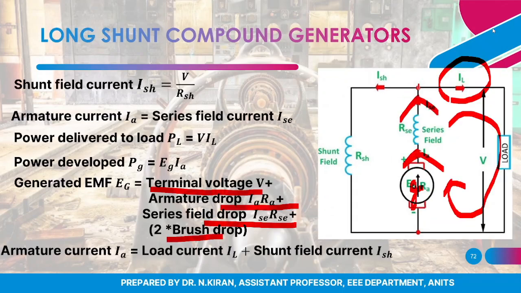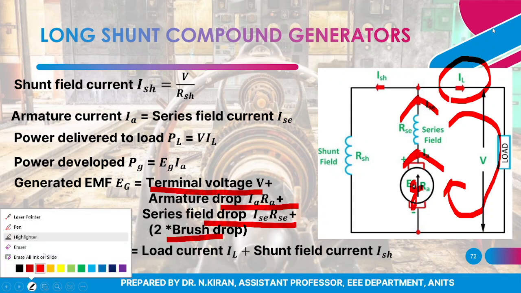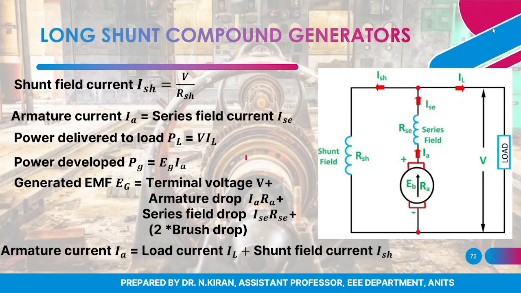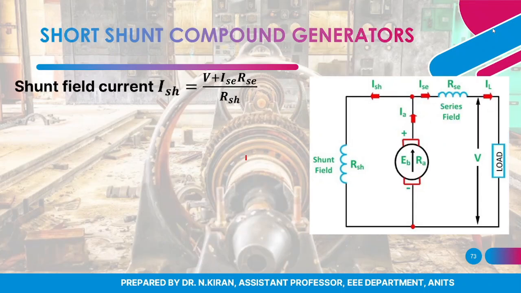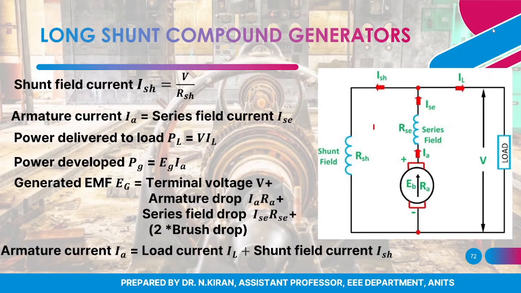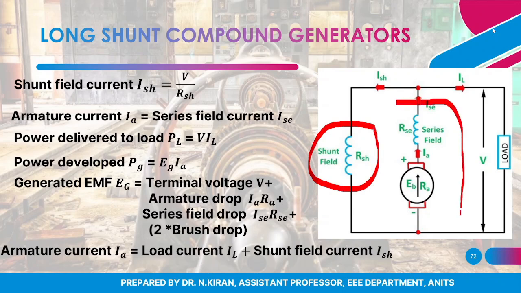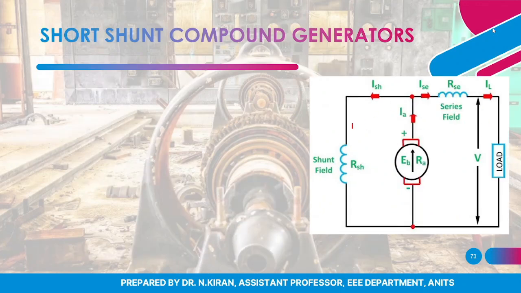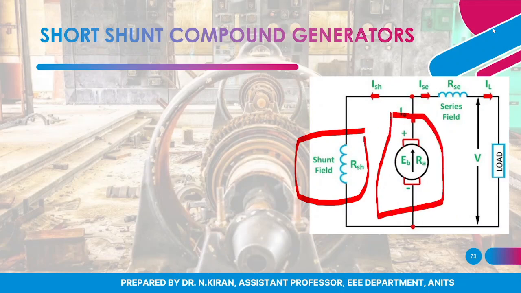Coming to short shunt, let me make you observe the main difference between long shunt and short shunt. You can see that in long shunt the shunt field winding is parallel to both the series field winding as well as the armature. But in short shunt, the shunt field winding is parallel only to the armature. That is the main difference between long shunt compound and short shunt compound. So here also the generated EMF is EG.